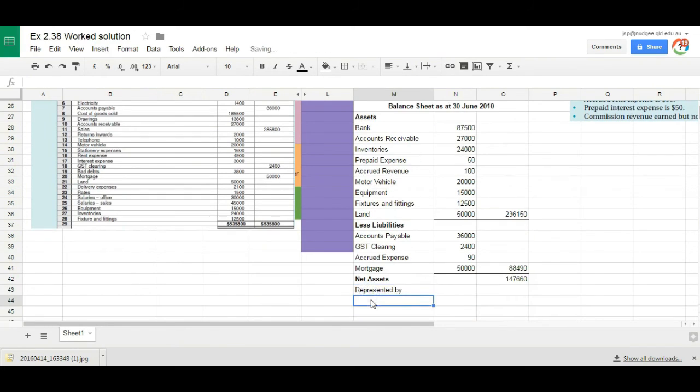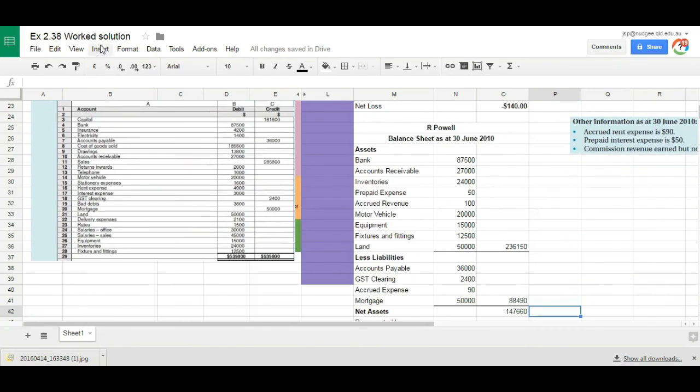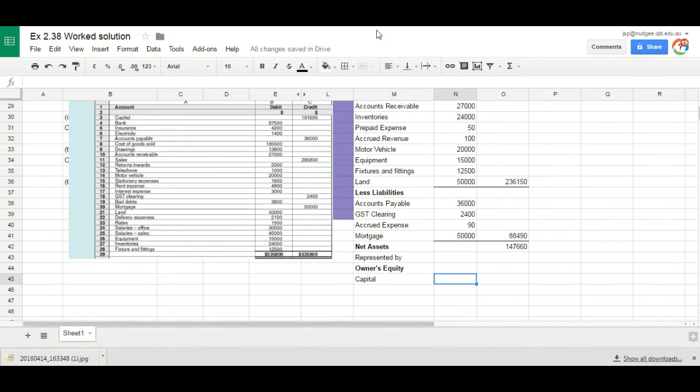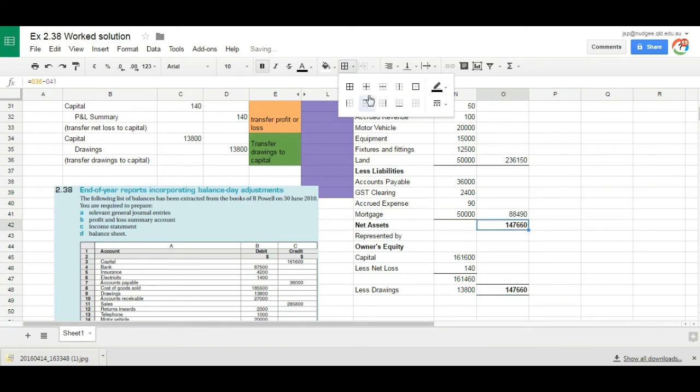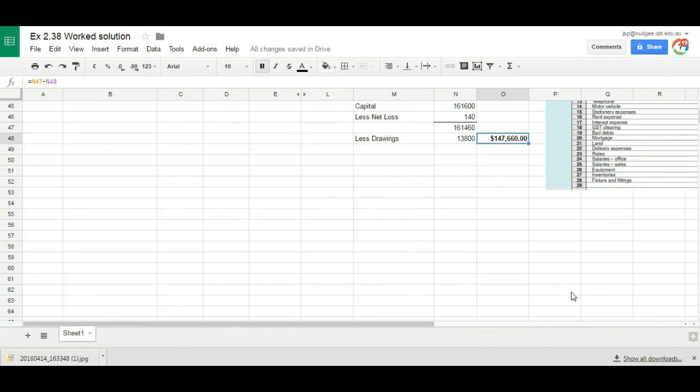Now that's represented by an owner's equity, which is given by capital, which is found in the trial balance, sorry. Less the net loss, which we did in our journal entry, and less the drawings, which you can find there. If you've done everything correctly, those two numbers should match up. If they don't, time to start panicking. All right, just neaten things up. Game over.